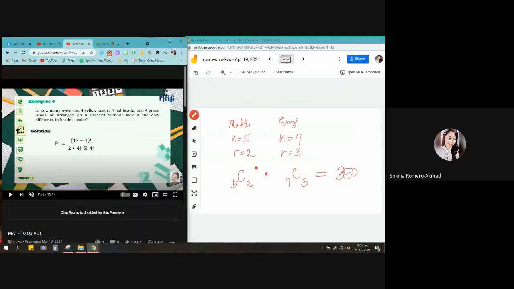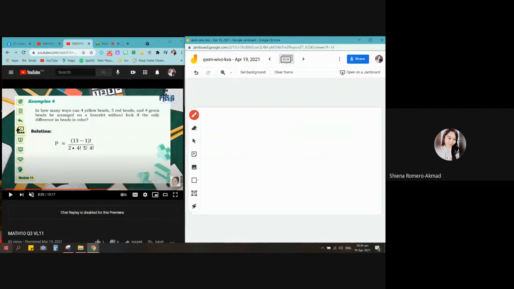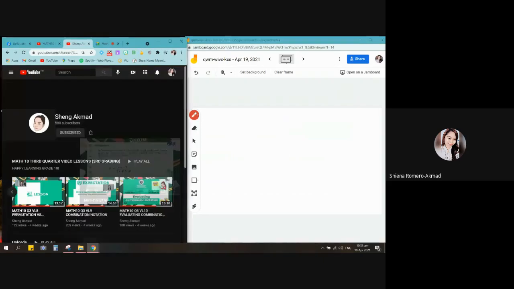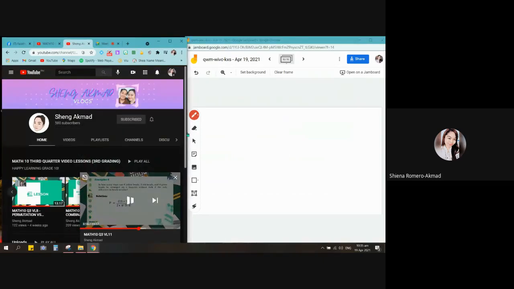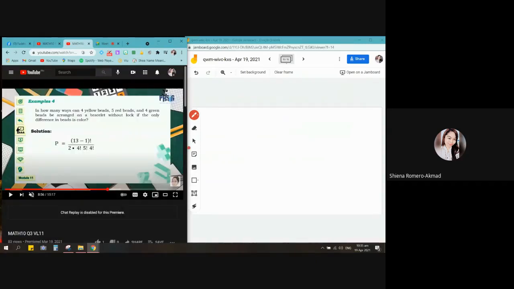Naalala nyo ba yung formula for distinguishable permutation? Yung formula for distinguishable is n factorial divided by a factorial, b factorial, c factorial. At yung isa naman is yung permutation is equal to n minus 1 factorial divided by 2. Pinagsama tong dalawa. Why? Because it is applicable in this situation. Okay? So, inuna mo na to.